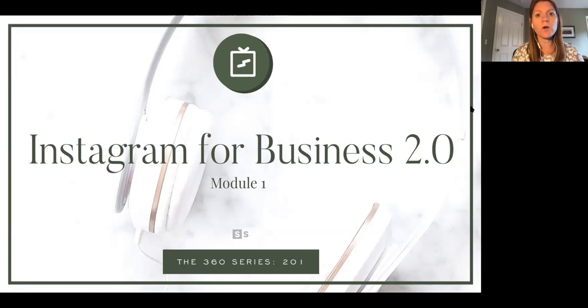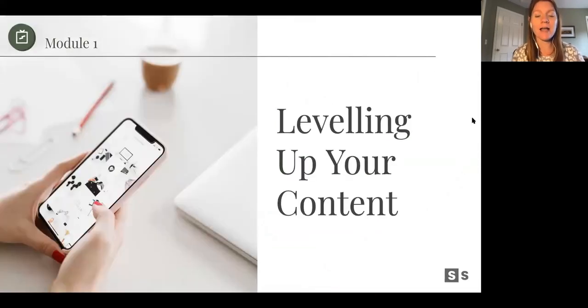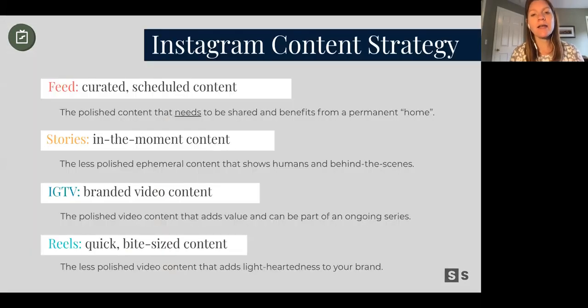So in this course, we're going to take things beyond just the feed and stories and talk about a few of the other features available that we could start to be using once we've nailed how we're doing our feed and our stories. So let's dive into module number 1, which is all about leveling up our content. So if we remember, we had a mini Instagram content strategy in level 101, and it stopped at the first 3 here. It showed us our feed, our stories, and potentially, if we were there, even at that time, our IGTV. So let's start at the top here.